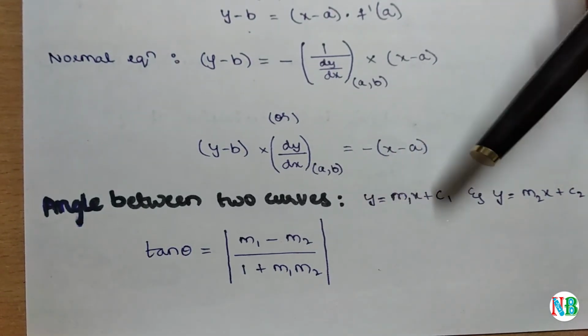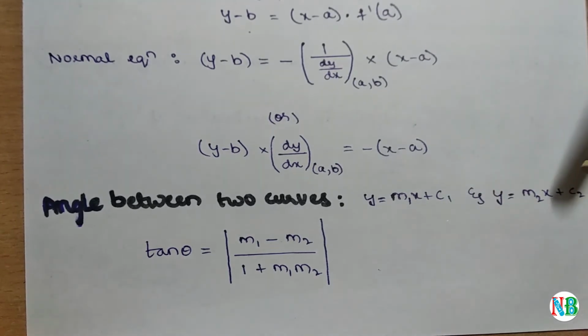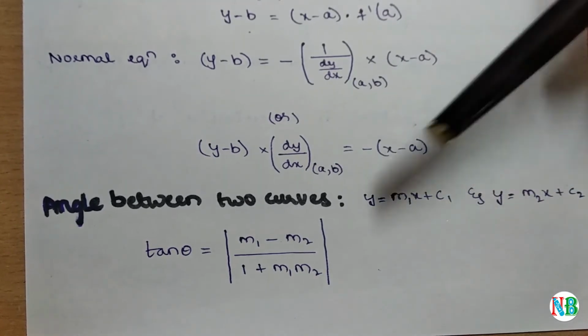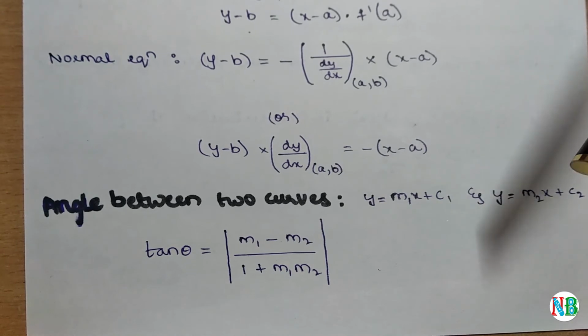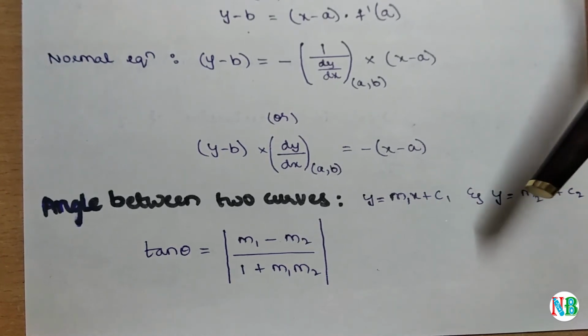Now we'll see how to find the angle between two curves, y equals m1x plus c1 and y equals m2x plus c2. So these are the two curves and we need to find the angle that exists between them.